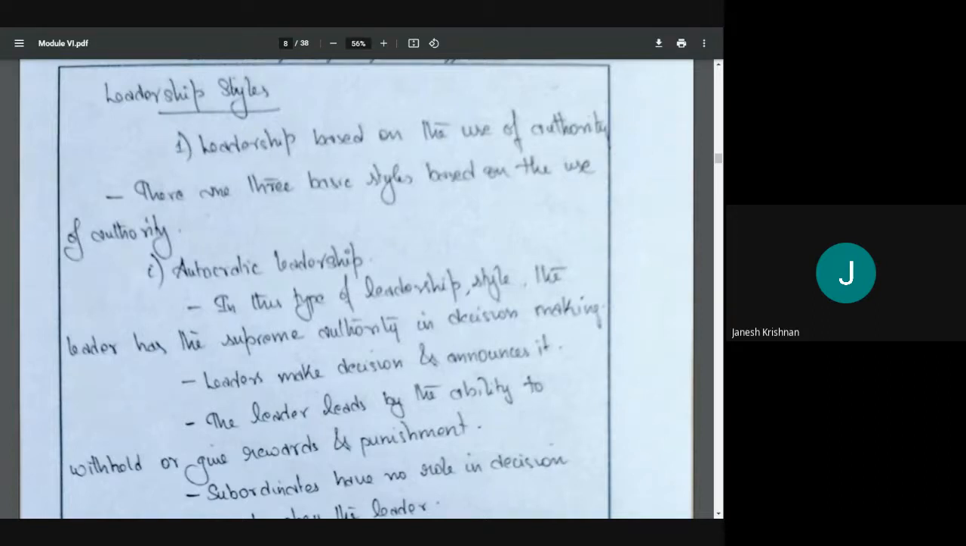How authority is used. The second one is based on the managerial grid. The third one is based on the continuum. Leadership as a continuum. So we'll see the first one today. The first one is the leadership based on the use of authority. So how does he use his authority? We know power, authority, responsibility. We have learned earlier.